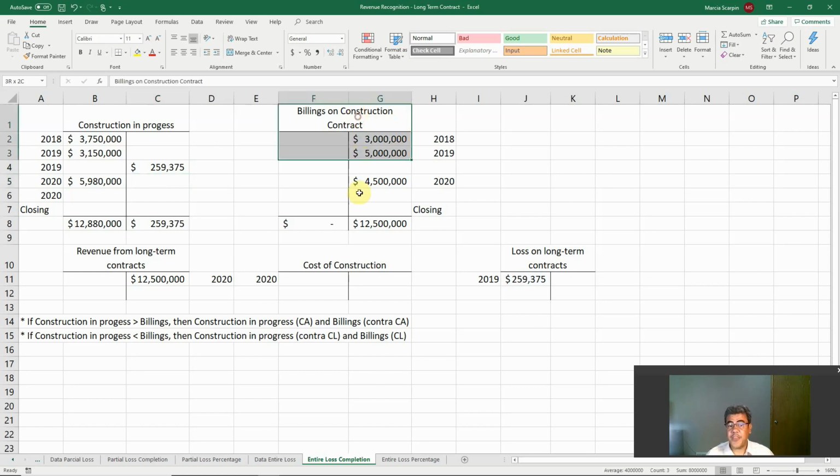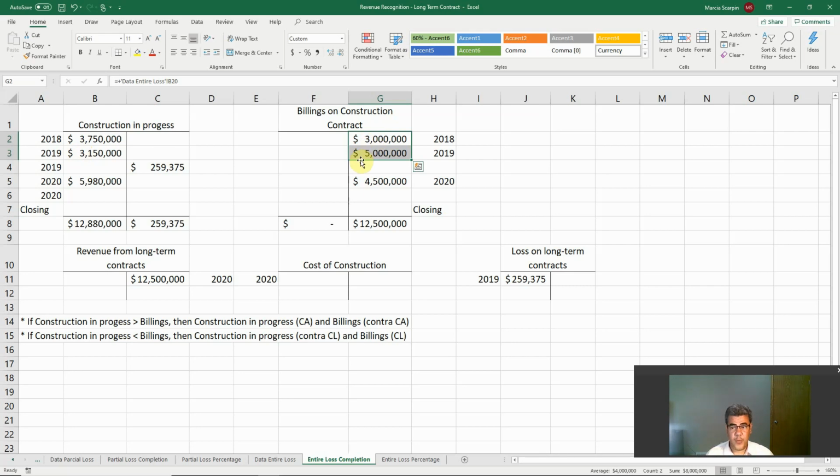And by the way, this billings here, sorry, it is a liability just like deferred revenue. So in our balance sheet in 2018 and 2019, 2018 construction in progress greater than billings. So billings will be a contra account of construction in progress. 2018 and 2019 combined, billings is greater than construction in progress. Then it flips. Construction in progress is the contra account of billings.